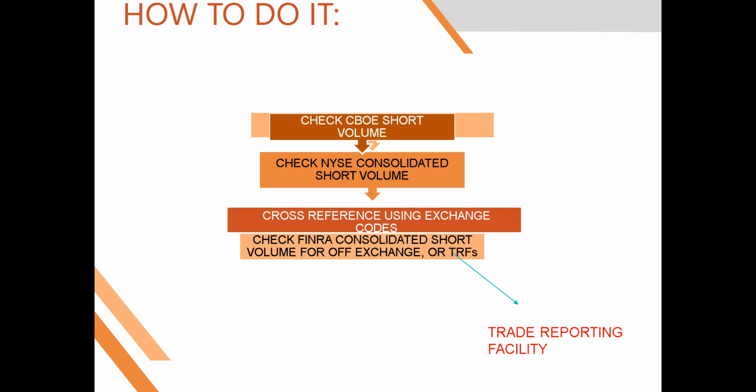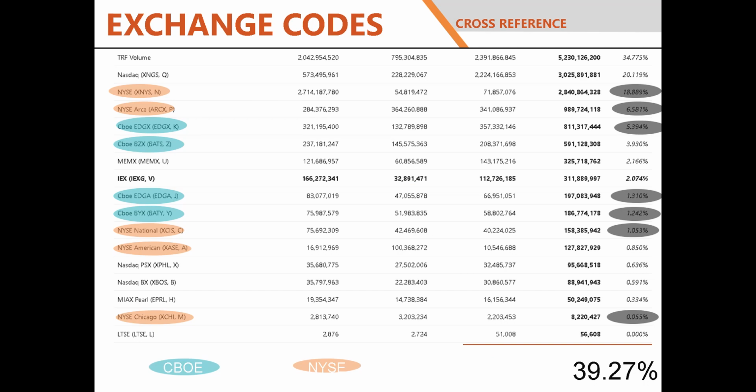The way we get the off-exchange data is by using the FINRA consolidated short volume for off-exchange, or TRFs, which is a trade reporting facility. As we all know, off-exchange trading is prominent, so that's an important piece of the puzzle to get. This table is the actual exchange codes that we can use to cross-reference. At the very top, it says TRF volume. That's going to be the FINRA section, which is very helpful. It saves us a lot of time tracking down each individual TRF.